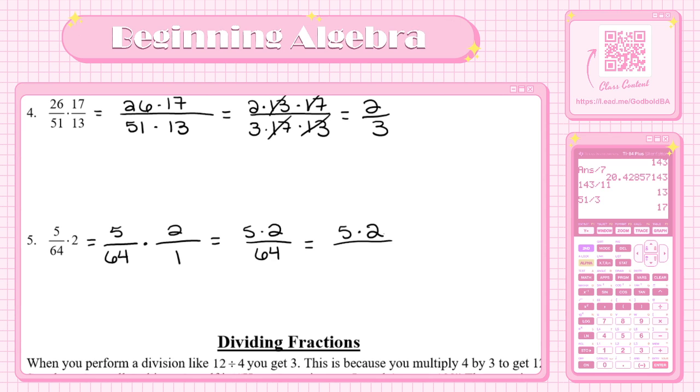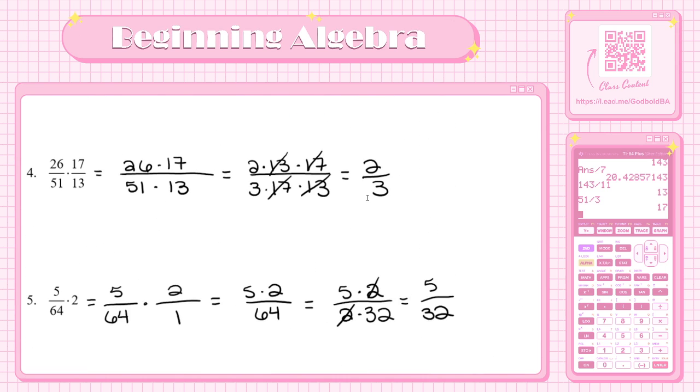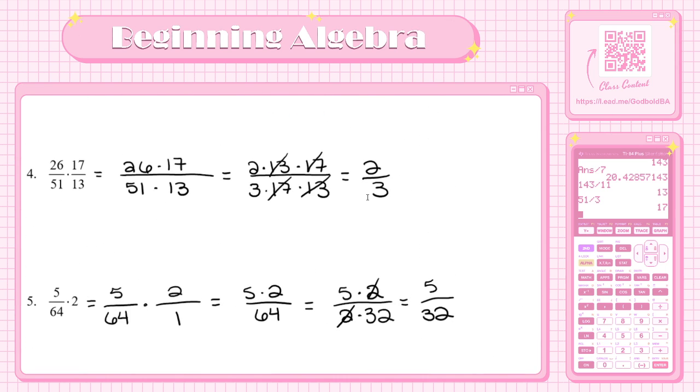64 is 2 times 32. And I can go ahead and cross those out. I know there's no 5s in 32, so I don't have to go any further and get 5/32. Okay. If you can multiply fractions, you can divide them.